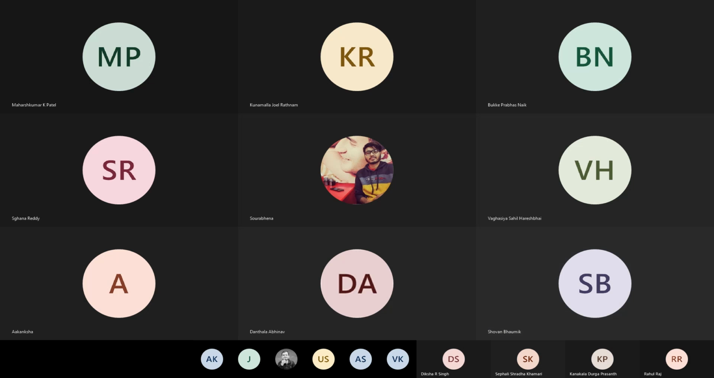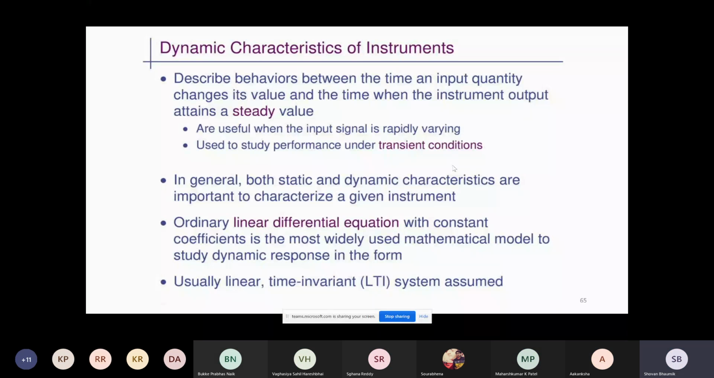Okay, now, so to represent such input output characteristics when input is varied with time, what do we need? With an algebraic equation... and we need a differential equation. So we use a linear differential equation.